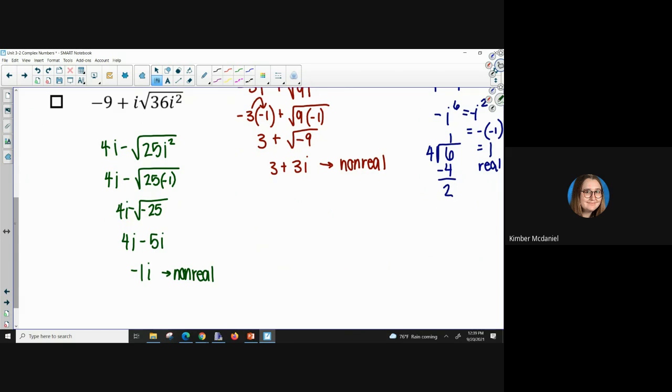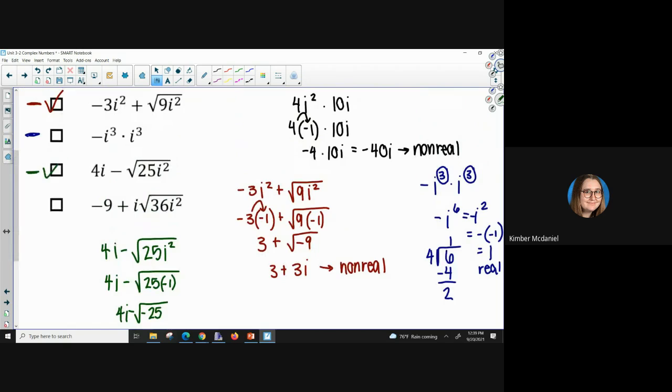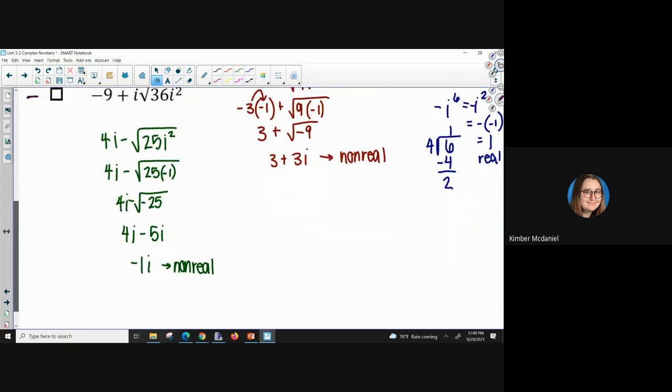So I'm going to go back up here and check it. I'm going to change my color, but just know I'm scrolling back down. So let's look at that final answer choice. If you think you can do it, I want you to go ahead and simplify it.